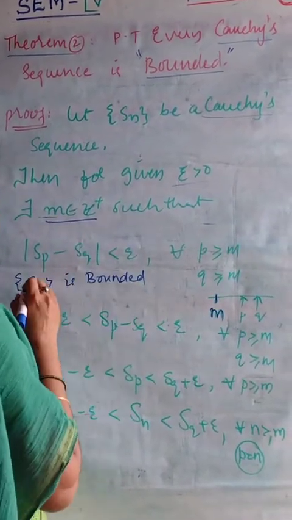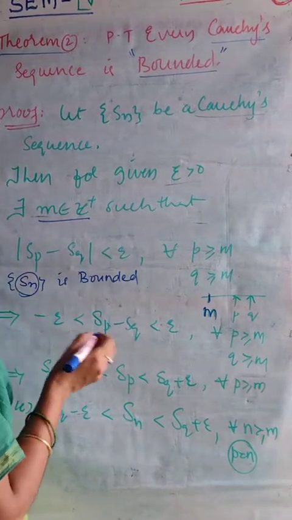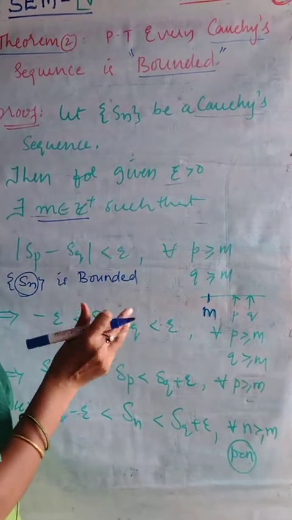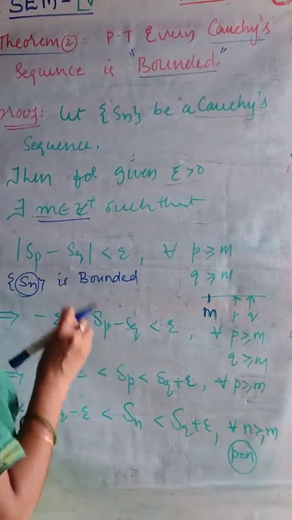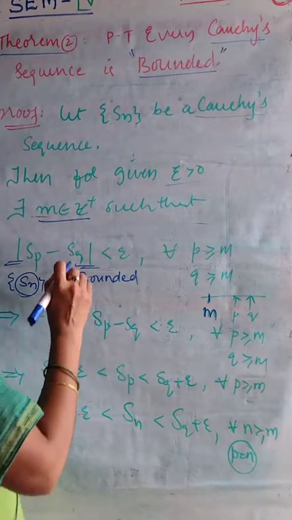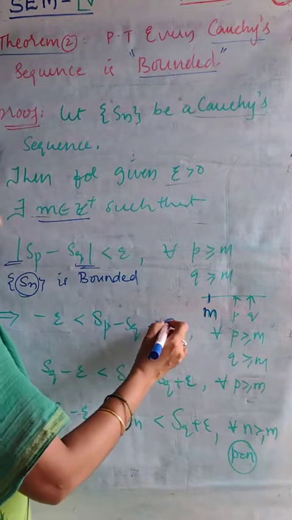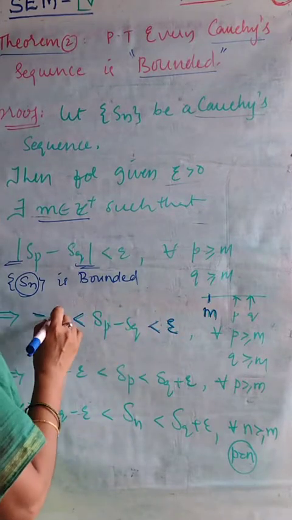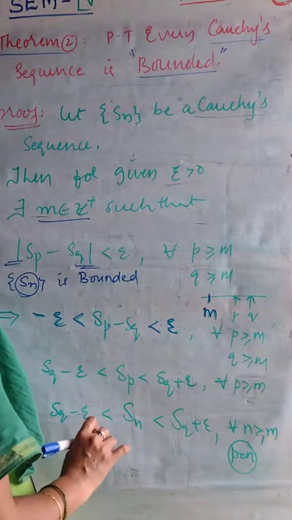To prove that it is a bounded sequence, it is enough to prove that all the terms lie between any two real numbers k1 and k2. For that, let us expand this modulus value. From this, we can easily say that Sp minus Sq is less than epsilon and more than minus epsilon, after m terms.